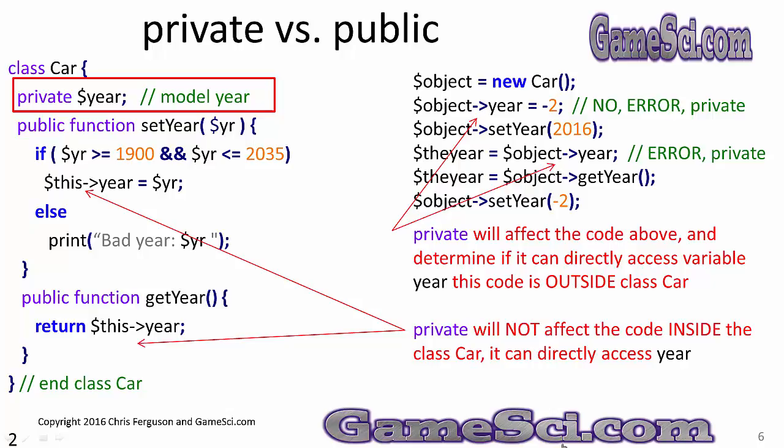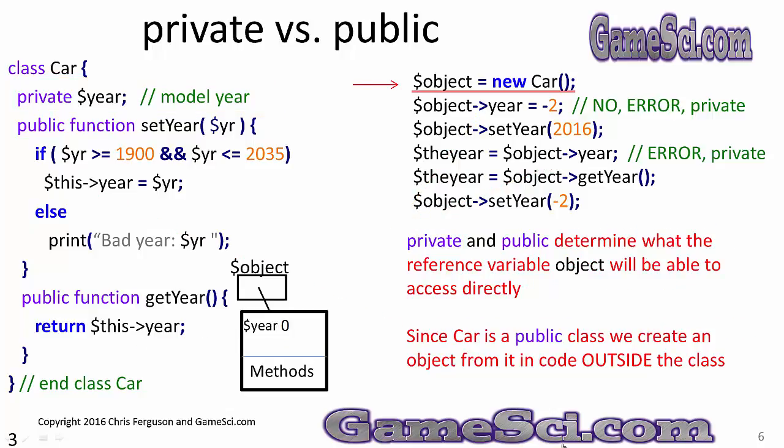Let's trace the code and we'll see what we mean. Let's build an object. Again, this is code outside the class car. The code on the left side is inside the class car. The code on the right side is outside the class car. Private and public determine what the reference variable object will be able to access directly. Since car is a public class, we can create an object directly out of it. No problem at all. And there's my car object there. Basically an empty car object at this point.